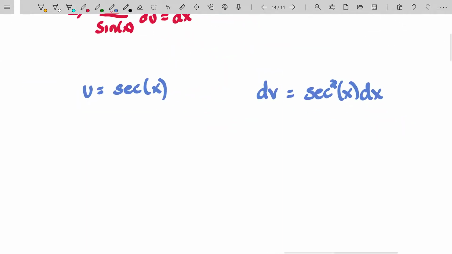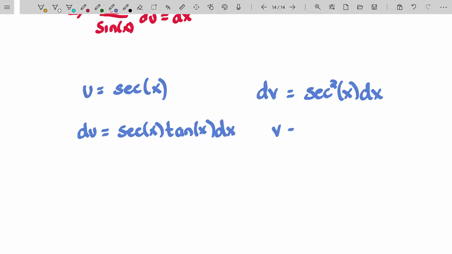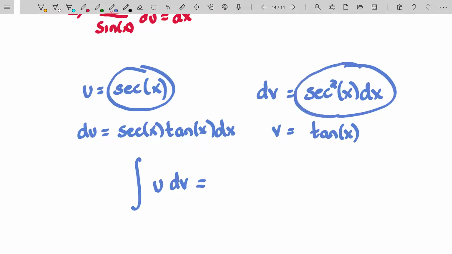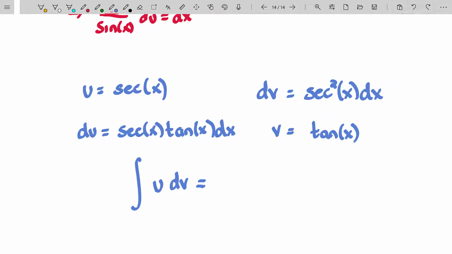Let's go ahead and write down the derivative of the secant. That's going to be secant of x, tangent of x, and then dx. It's the differential of u. And then the antiderivative of secant squared is tangent of x. And remember, the by parts method tells us if we're given the integral of u dv, which in this case would be secant times secant squared of x dx, then that can turn into uv minus the integral v du.